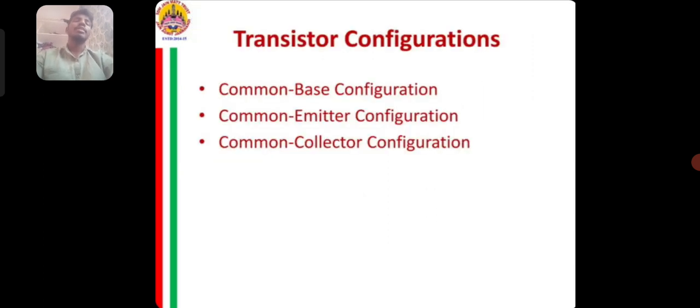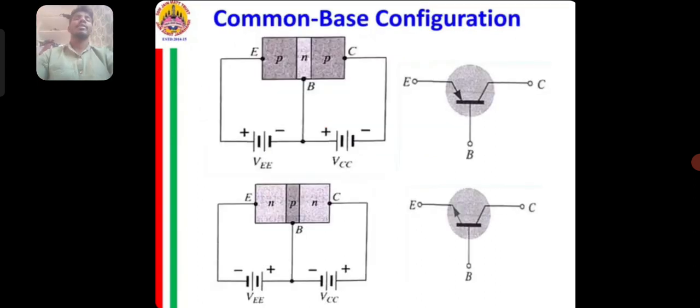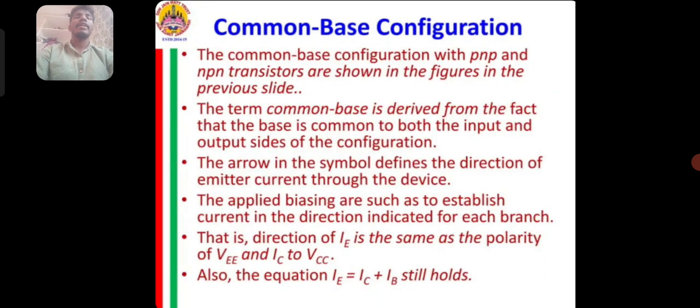And next, transistor configurations. Transistor configurations are of three types: common base configuration, common emitter configuration, common collector configuration. First of all, common base configuration. These are the block diagrams of common base configurations. The common base configuration with PNP and NPN transistors is shown in the figures in the previous slide. The term common base is derived from the fact that the base is common to both the input and output sides of the configuration.